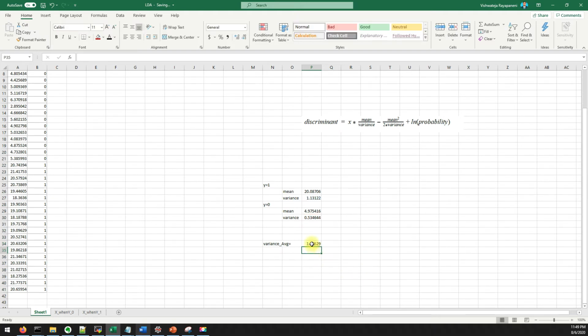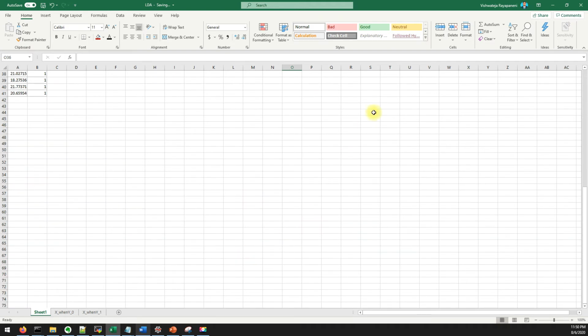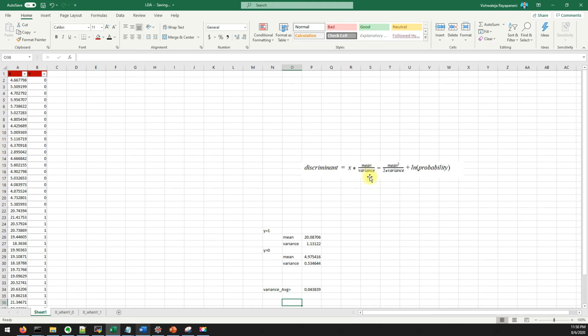We'll check if it is correct or not. For the safer side, we'll put the brackets. It would be the same. Oh no, what's wrong? Yeah, this is right. So now we find the variance, and we also find the mean for the respective y equal to 1 and y equal to 0.